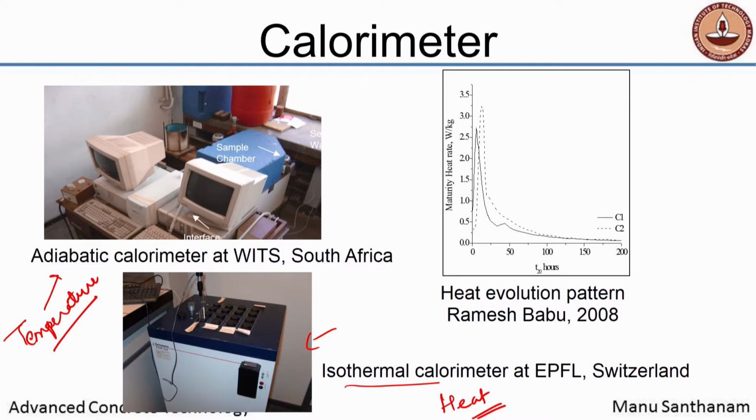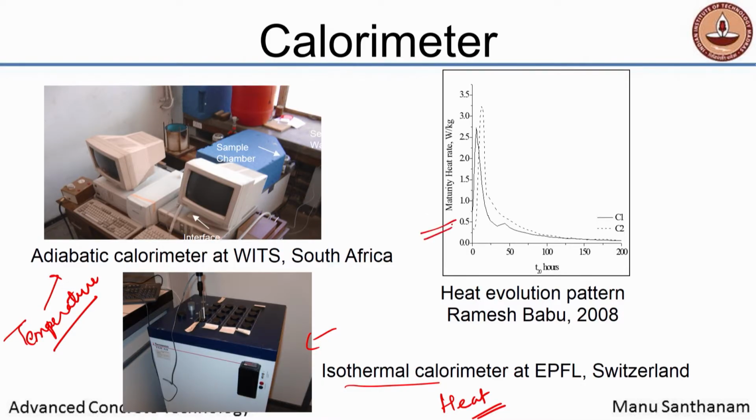You need to have some idea about the specific heat capacity of the materials, and based on that you can actually convert the rate of temperature rise to the rate of heat evolution. Results of the calorimetry are typically plotted in terms of the heat rate on the y axis versus the time on the x axis. This is only a representative curve developed based on the results of the adiabatic calorimetry.